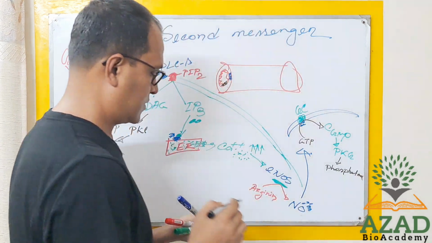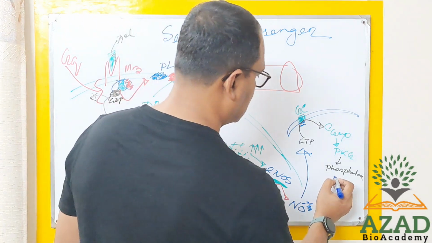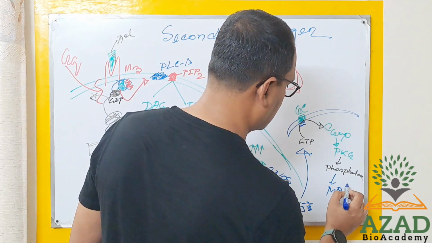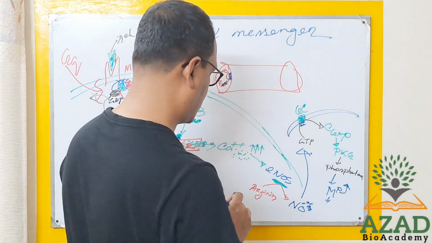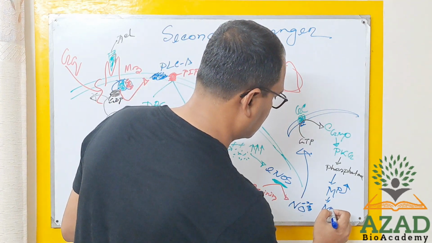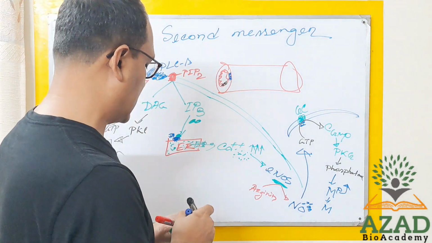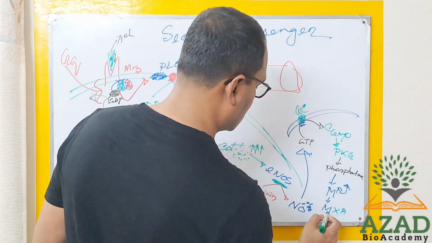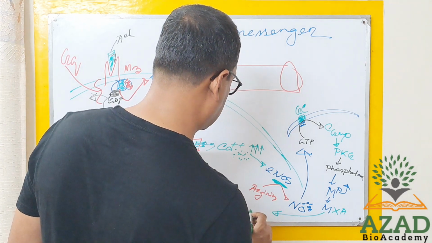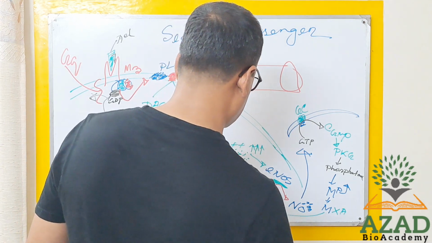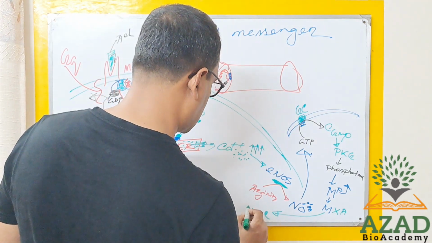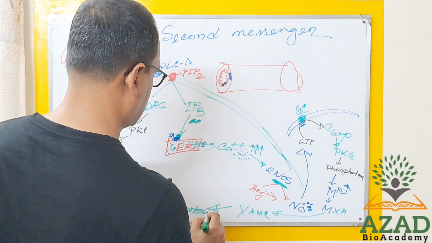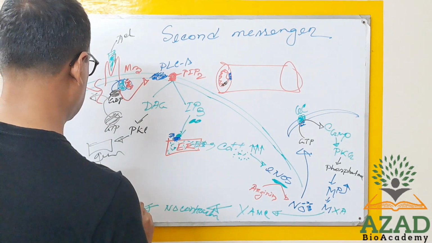And that PKG will activate a phosphatase enzyme. That phosphatase enzyme will dephosphorylate the myosin. That means it will just remove the phosphate from the myosin, so the myosin is free of phosphate. That is inactive myosin, and that inactive myosin will be unable to bind with the actin. So no actin-myosin complex, that is no contraction. That means relaxation.